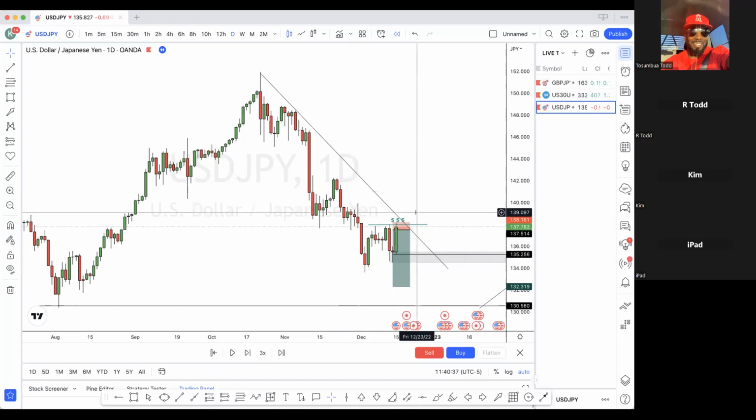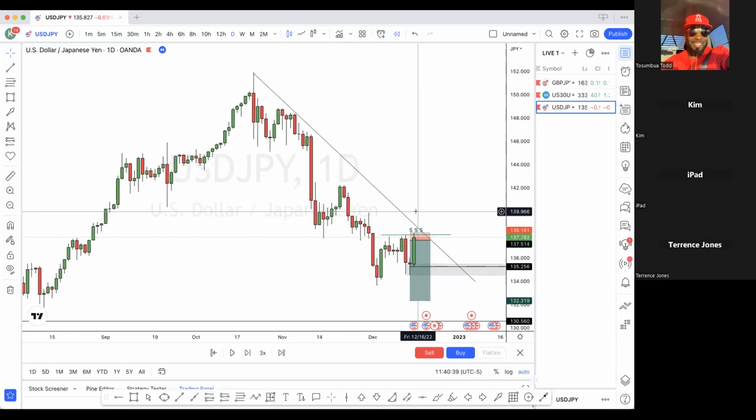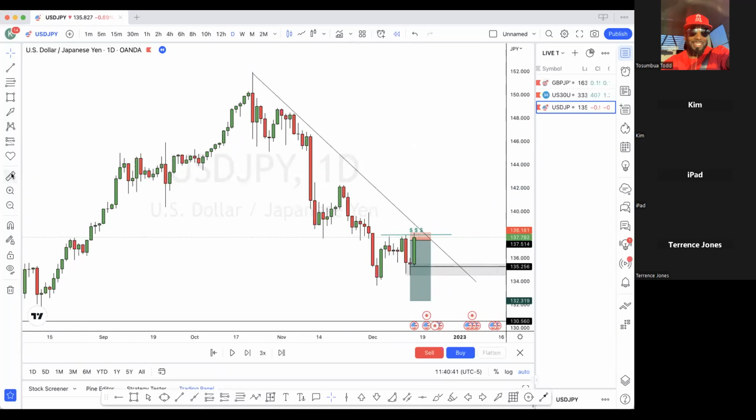Hey Kim, how many pips is that green candle, that daily candle? 291 pips. Kim, we selling that anyway.